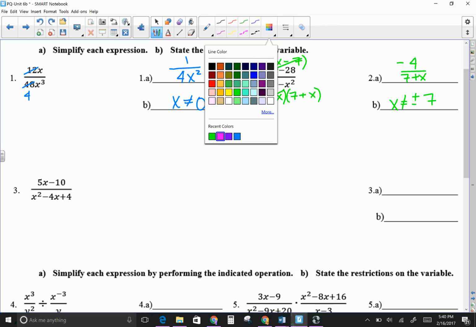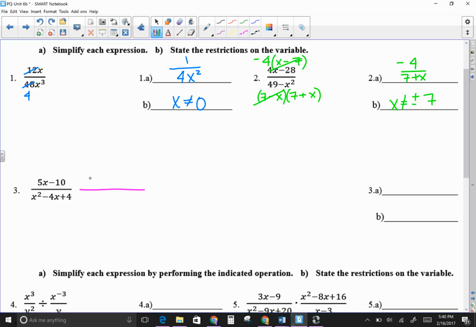Again, I've got to factor. I've got a little more room here, so I'm going to go 5 times x minus 2 on the top, and the bottom is x minus 2 quantity squared, because that's a perfect square trinomial. And whether you know that or not, if you write out x minus 2 twice, you're going to get the same thing. I have the same factor on the top and the bottom. I have 2 on the bottom and 1 on the top, so it will simplify to 5 over x minus 2.